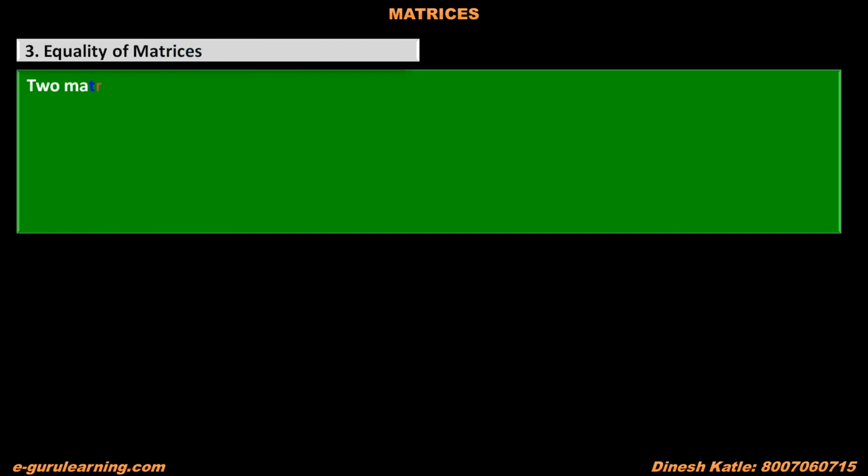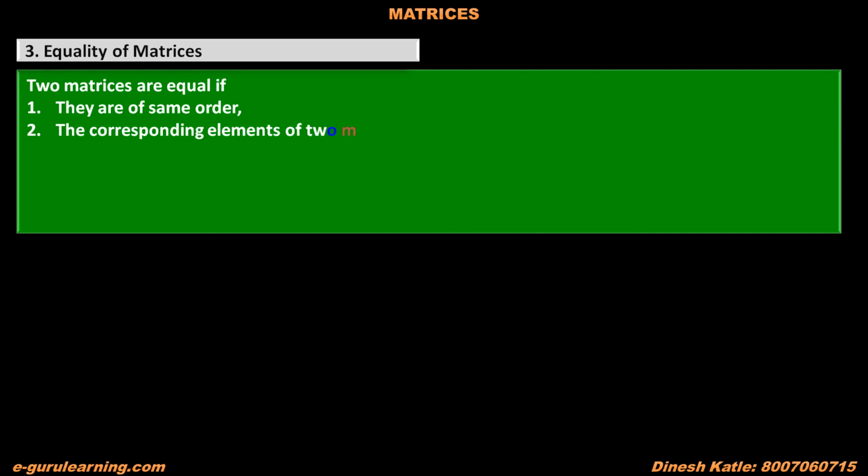Equality of matrices. Two matrices are equal if, number 1, they are of same order, number 2, the corresponding elements of two matrices are equal.